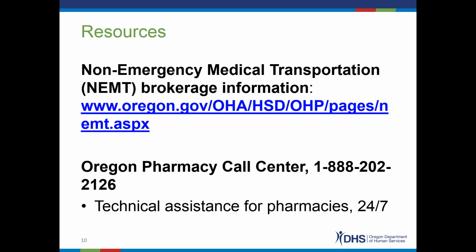And then we also have the Oregon Pharmacy Call Center. So this is technical assistance for pharmacies available 24 hours a day, 7 days a week. A scenario we sometimes are told about is members who are going to a pharmacy, but the pharmacy is having trouble locating their information in the system. This is a resource for pharmacies where if they are not able to find someone in the system, they can always call the Oregon Pharmacy Call Center to get help with that, to verify if a member has benefits or not.